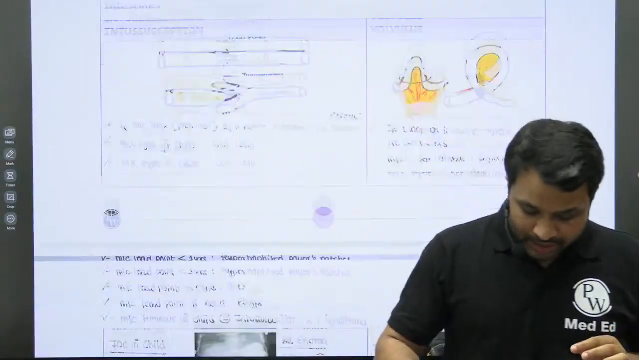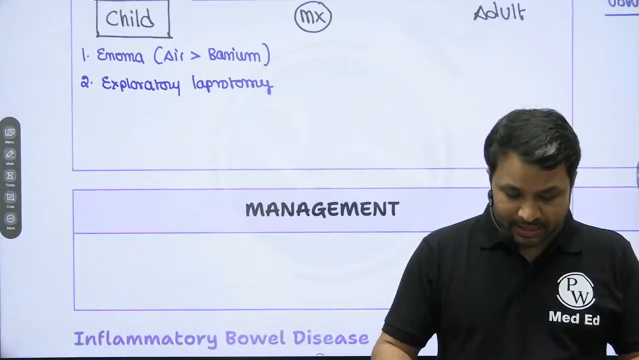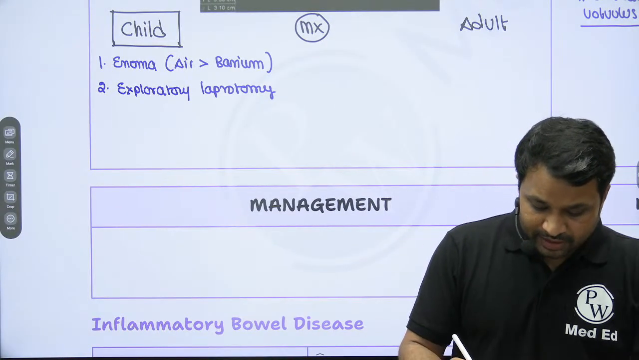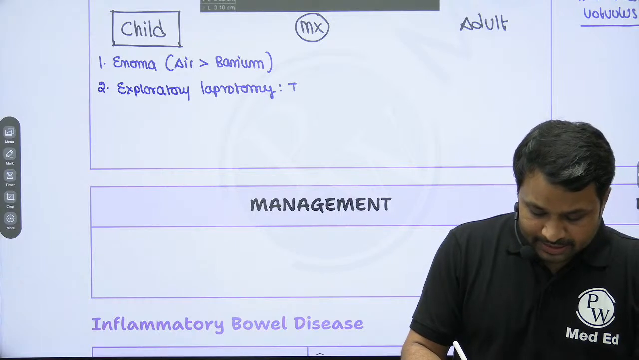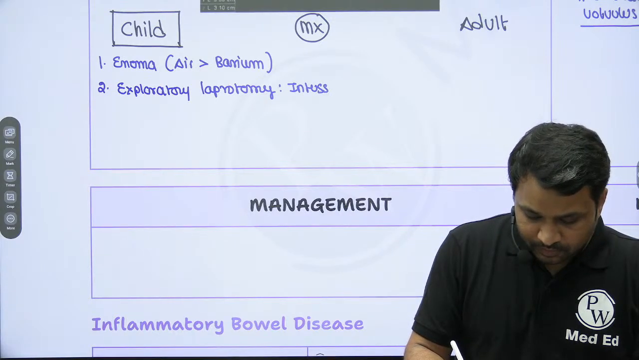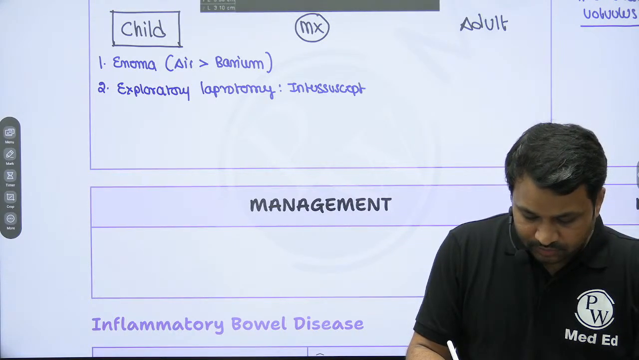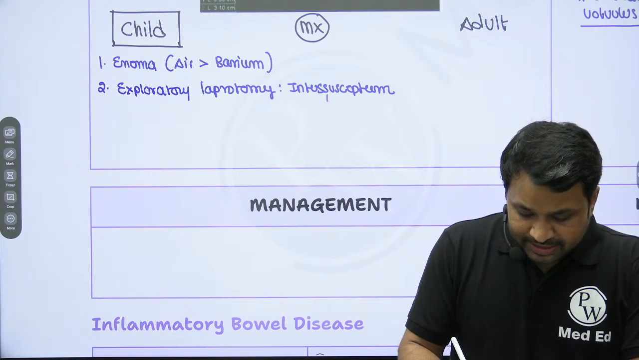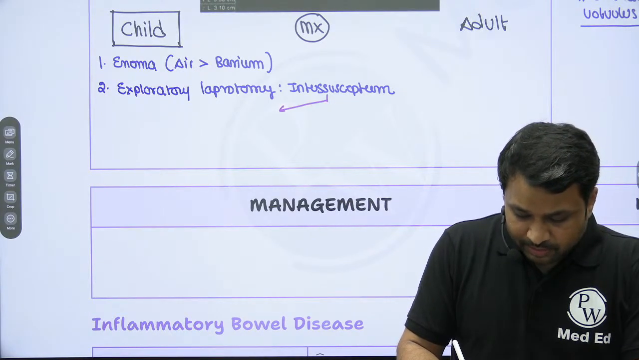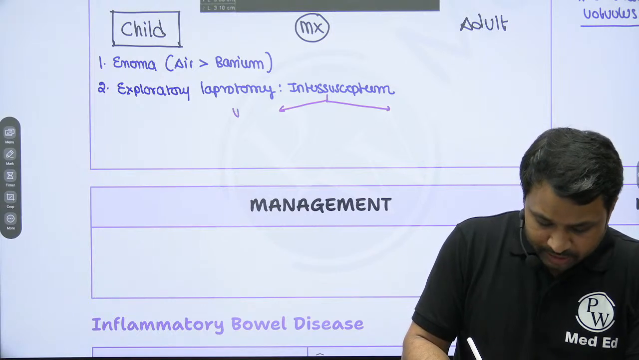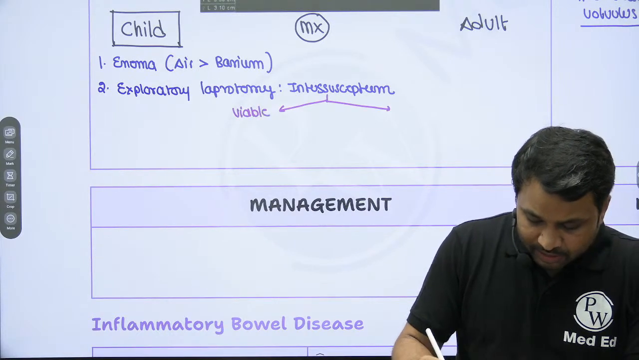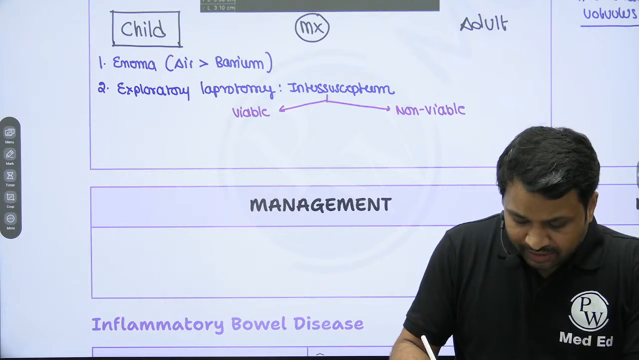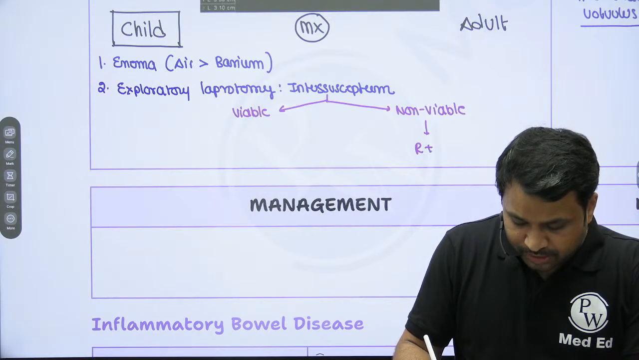Now, whenever you're looking at the management in an exploratory laparotomy, once you've resolved the intussusception, I will inspect the intussusceptum. I'll see whether there is any damage or not, that means whether it is viable or non-viable. If it is non-viable, then it is resection plus anastomosis.